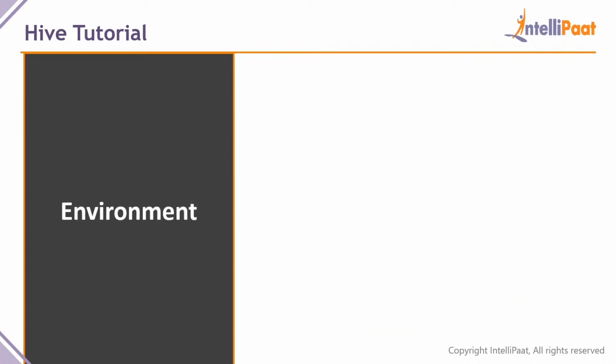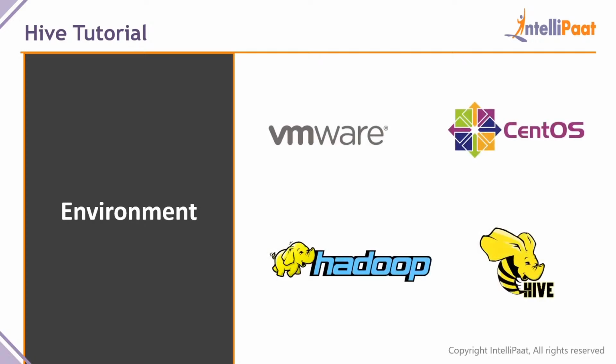So the environment that I'm going to be using for today's Hive tutorial is going to include VMware. I'm going to be using VMware as a virtualization machine for my CentOS operating system image. The operating system is CentOS 6, and I'm going to be using Hadoop and Hive on top of it. Firstly, I have my Hadoop installed, and on top of it, I have my Hive installed as well. So without any further ado, let us get into the live hands-on.